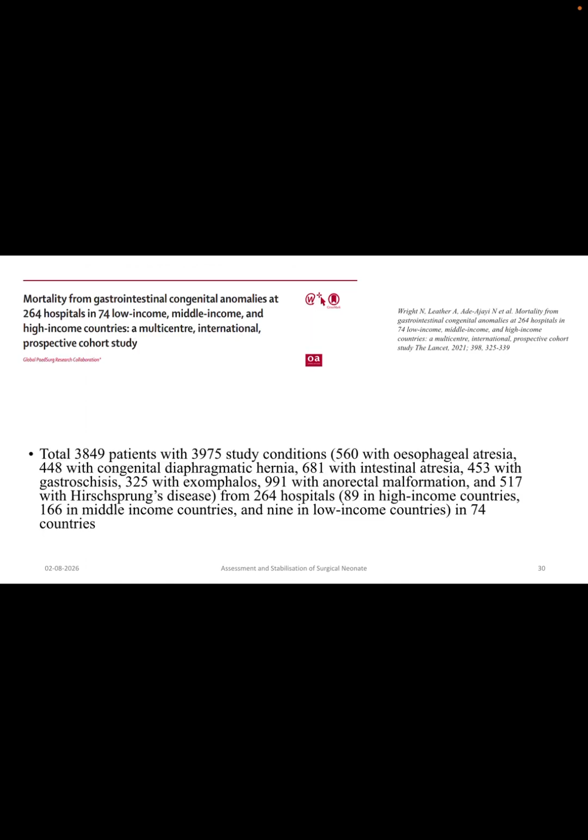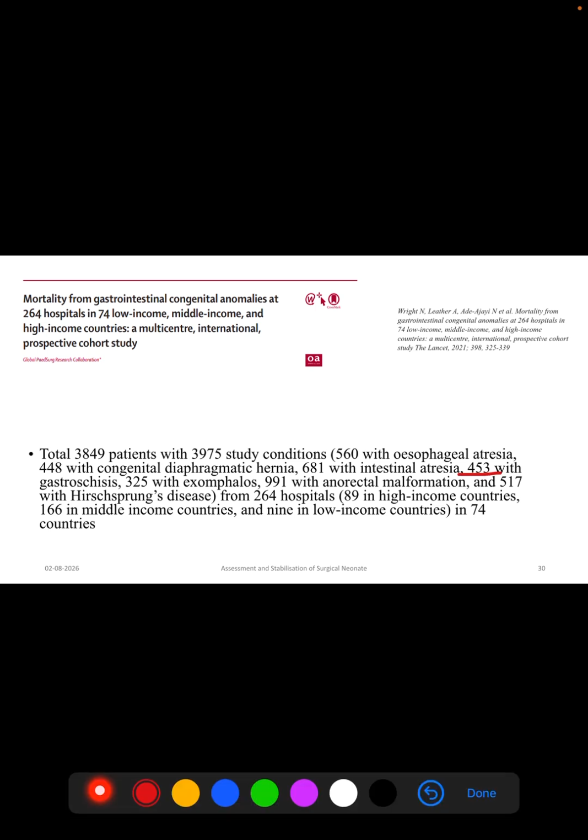Then this study is from Lancet, where they have discussed mortality from gastrointestinal congenital anomalies at 264 hospitals in 74 low income, middle income and high income countries. It is a multicentric international prospective cohort study where they have included 560 neonates with esophageal atresia, 448 neonates with CDH, 681 with intestinal atresia, and 453 with gastroschisis, 325 with exomphalos, 991 with ARM, 517 with Hirschsprung disease.